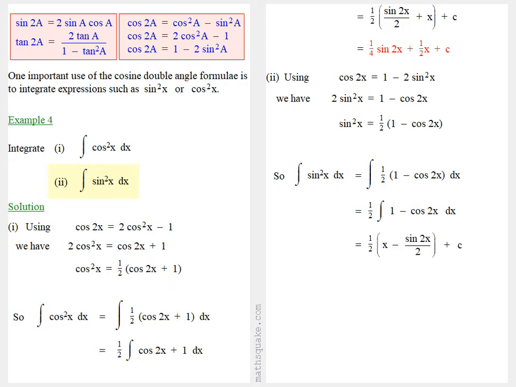Now the integral of 1 is x, and the integral of cos 2x is sine 2x over 2. So we've got the integral is equal to a half into x minus sine 2x over 2 plus c, and so the integral of sine squared x is equal to a half x minus a quarter sine 2x plus c.